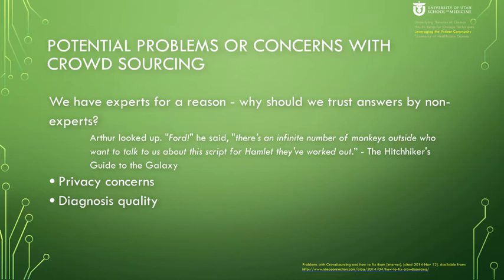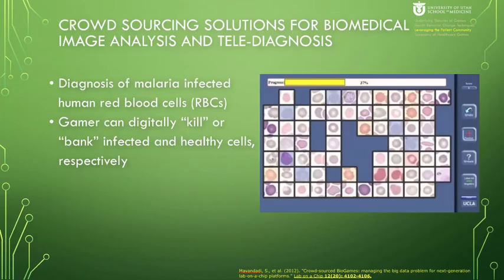Take, for example, the case of biomedical image analysis mentioned on the previous slide. In the area of telediagnosis, researchers were able to create a crowdsourced solution for malaria diagnosis in which they achieved an overall accuracy of 98.13%, or 98.78% of cells labeled as healthy, and 76.85% of cells labeled as infected were in fact correctly labeled. So in this case, the crowd was within 2% of the experts.